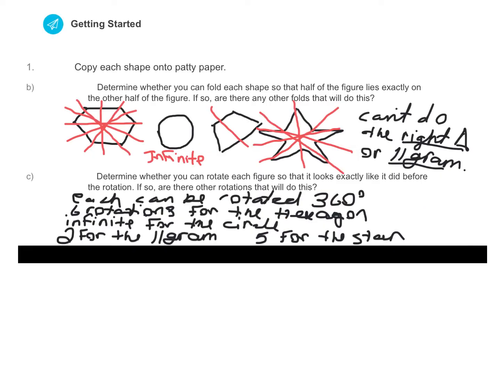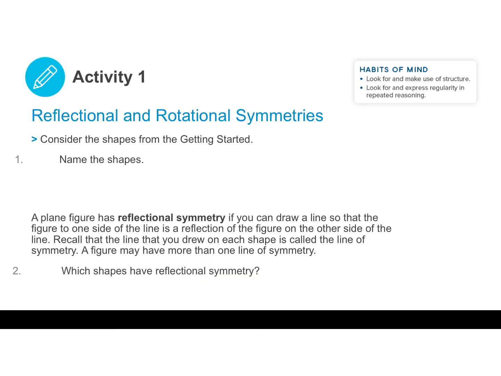Okay, so here's the possibilities for the rotation. Each of them can be rotated 360 degrees, of course. What you're doing is stabbing it in the middle and then trying to rotate it onto itself. So you could just put it on your paper, stab it in the middle, and then see how many times you can rotate it. You'll notice for the hexagon, you can do 6 rotations. You can do infinitely many on the circle. For the parallelogram, you can do 2 rotations, and for the star, there are 5 rotations.